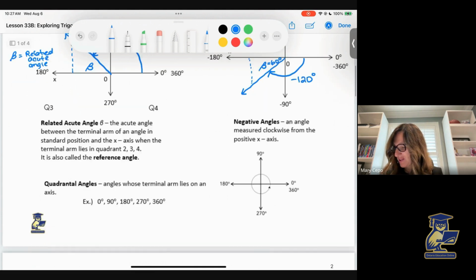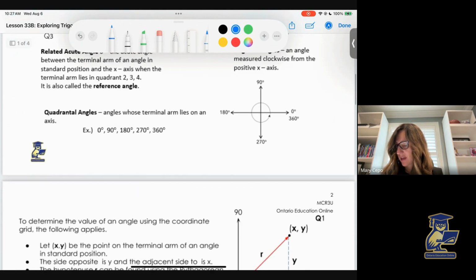because you will see later on how that impacts. Okay, quadrantal angles: angles whose terminal arm lies on an axis. So sometimes we'll have a 0-degree angle, 90-degree angle, 180-degree angle, and 270-degree angle. So what we want to keep in mind are those points.